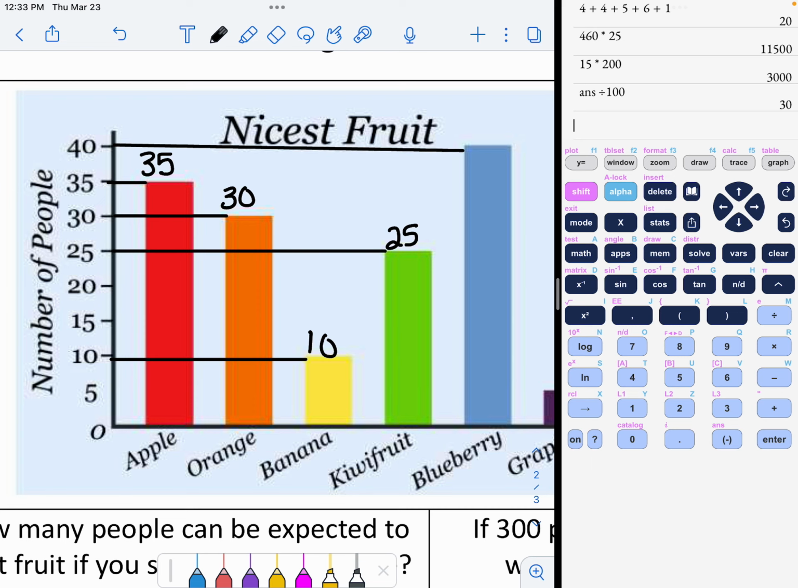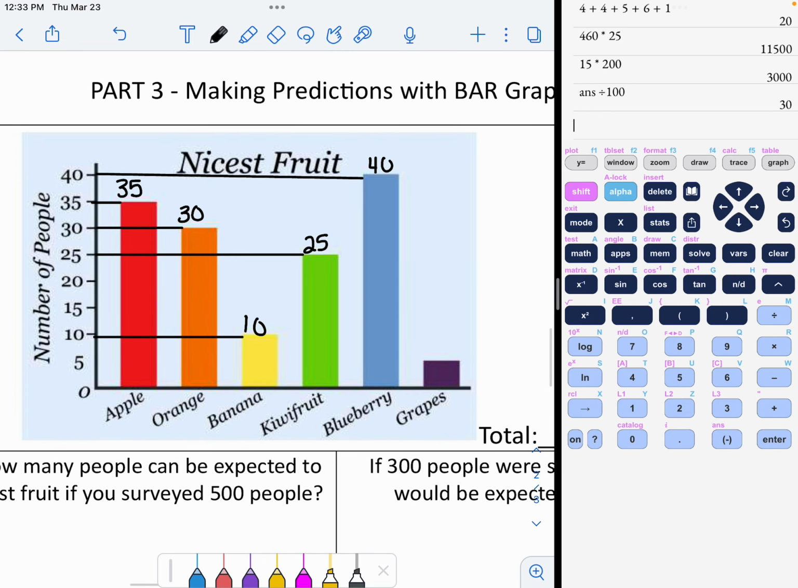I think that one's your tallest one. Really, people picked blueberries. I'm surprised. I would think that, oh, strawberries not on there. And then there are only 5 grapes. Grapes are excellent. What's wrong with people? Grapes is the best. I would absolutely probably pick a. No, I don't even know what I pick.